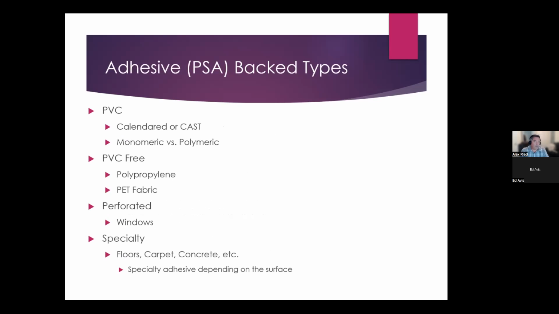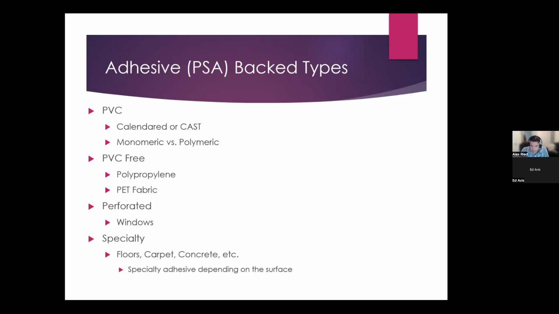Next, we have adhesive back materials. Just like the banners, you've got PVC and PVC free. And then you've also got some other, let's call them more specialty types. Your perforated graphics for your window films, with some level, small or large, of show through or visibility through, one way or two way. Specialty, so high traffic.